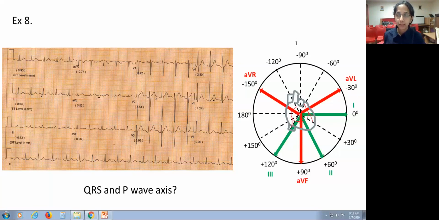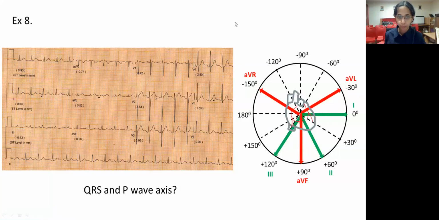So you need to go systematically. First, find out which quadrant the QRS axis is. Anybody wants to? Yes, so the QRS axis is in the left lower quadrant because it's positive in lead 1 and positive in aVF. Now we go to the next thing.